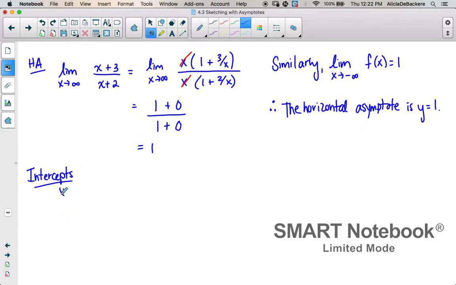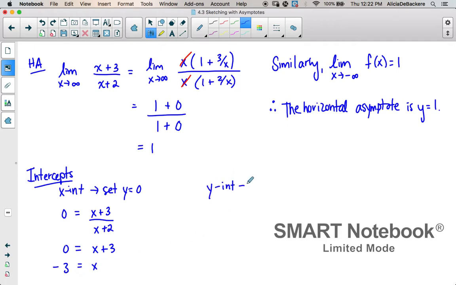So to find the x-intercept, I'm going to set y equal to 0. Again, dealing with my simplified version of my function, I'm going to bring the denominator up to the other side and multiply it by 0. 0 times that bracket will equal 0. And then solving for x, I find that there's an x-intercept at negative 3.